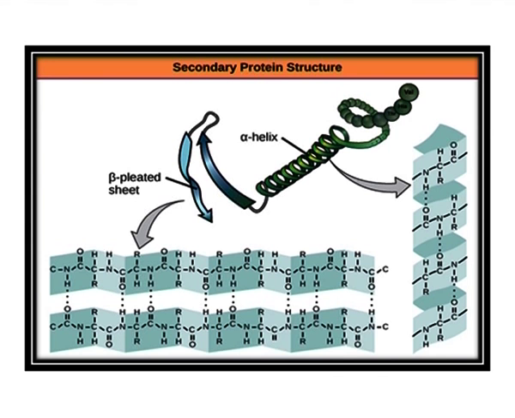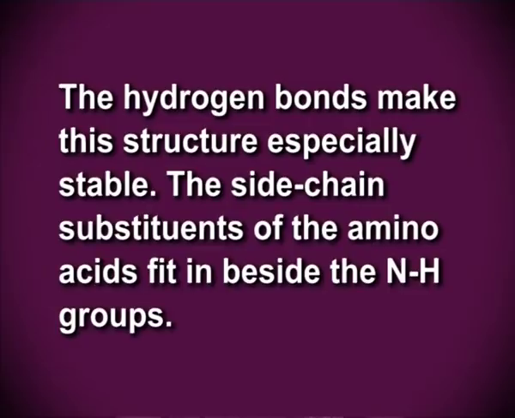Hydrogen bonds form between the oxygen of the C double bond O of each peptide bond in the strand and the hydrogen of the NH group of the peptide bond from amino acids below it in the helix. The hydrogen bonds make this structure especially stable. The side chain substituents of the amino acids fit in beside the NH groups.